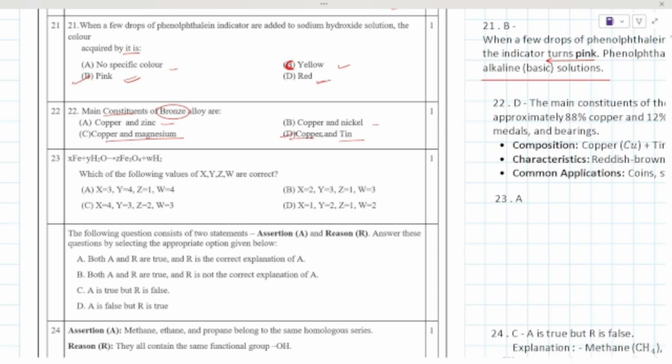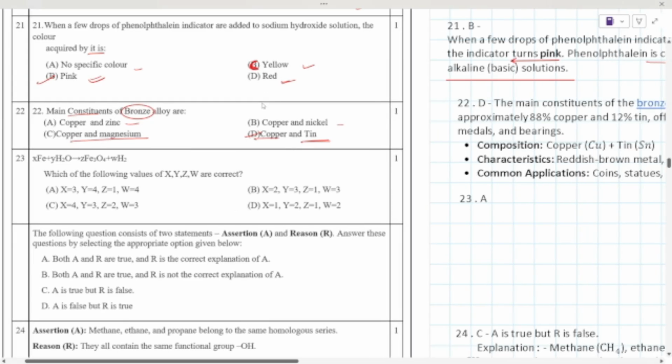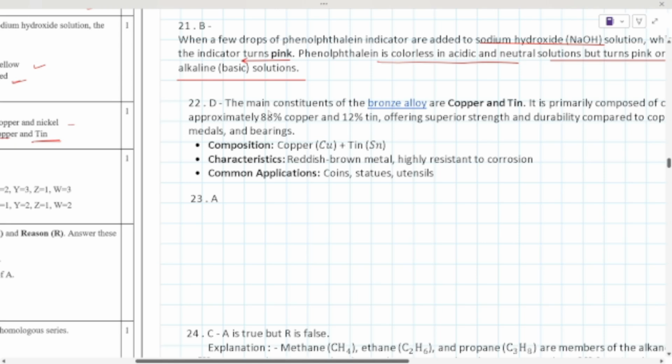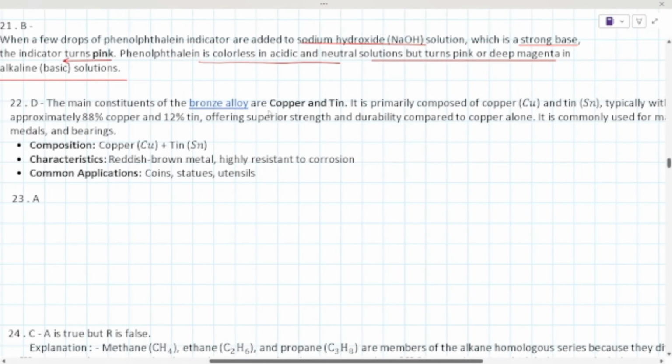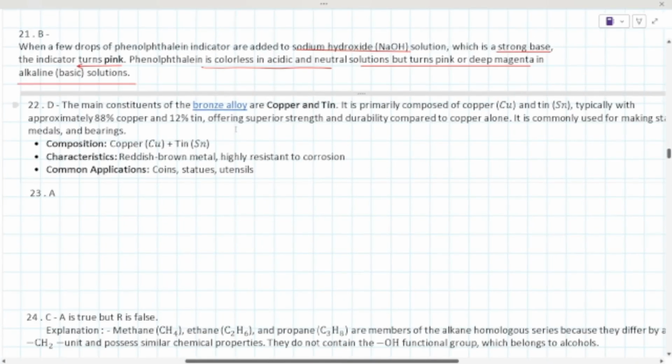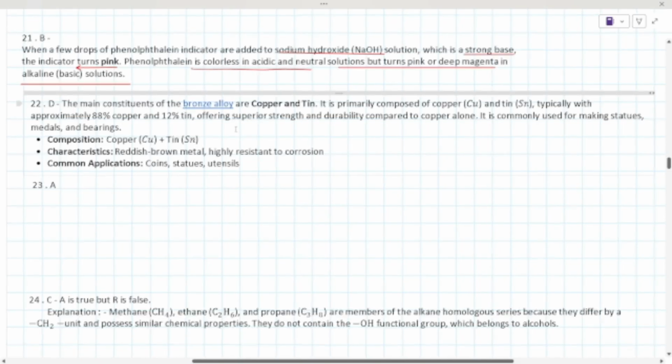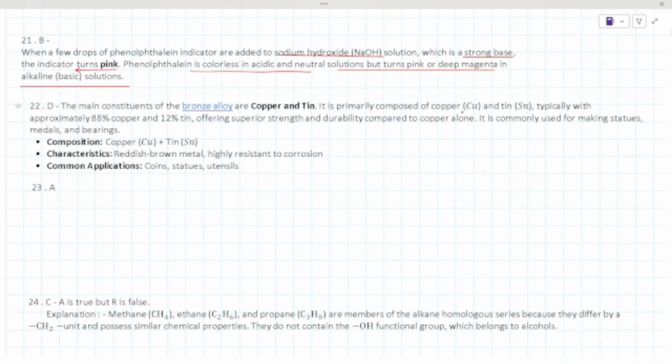Bronze is an alloy of copper and tin. Here is the explanation. The main constituents of bronze alloy are copper and tin, typically with approximately 88% copper and 12% tin, offering superior strength and durability compared to copper alone.